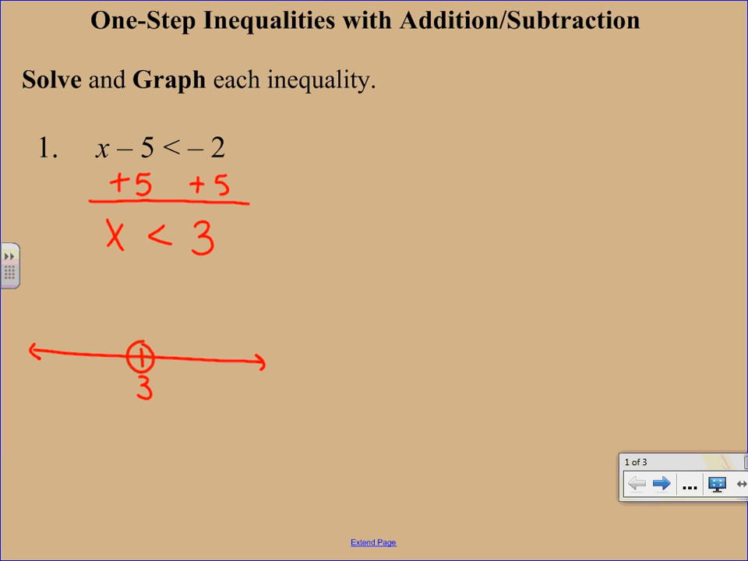Now, if you're not sure about this shading, just go back and watch the inequality basic video, and it will talk about why we shade in this direction and why it's an open circle.